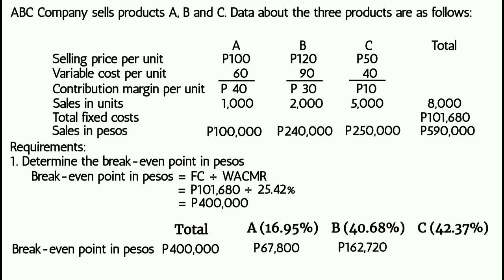For product C, 400,000 pesos times 42.37%. That is equal to 169,480 pesos. That means dapat ang sales sa product C ay 169,480 pesos to break even.